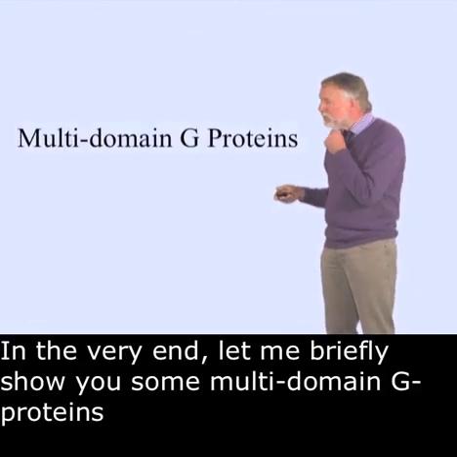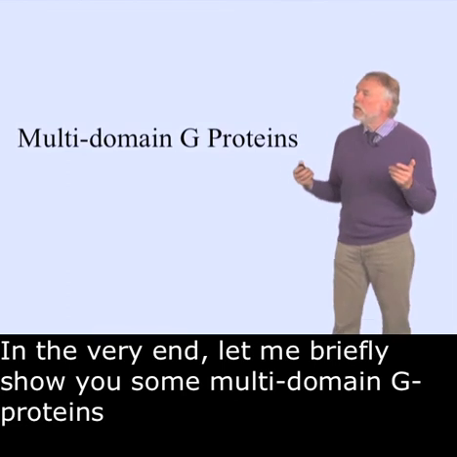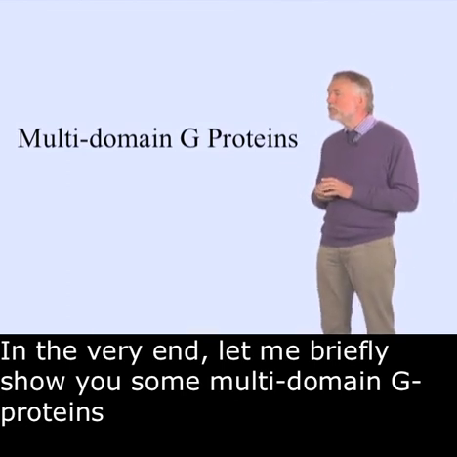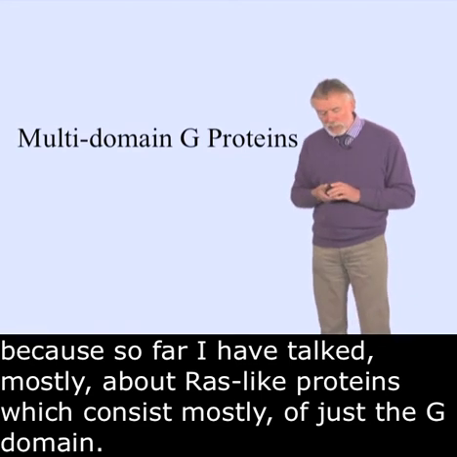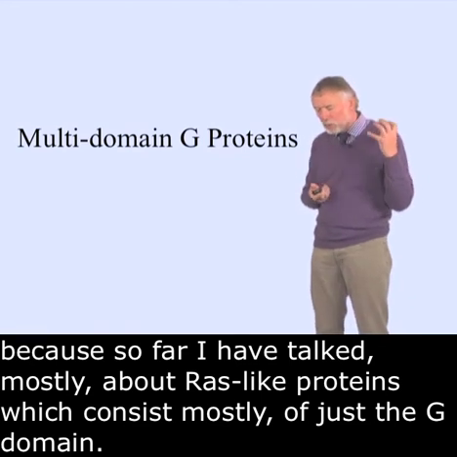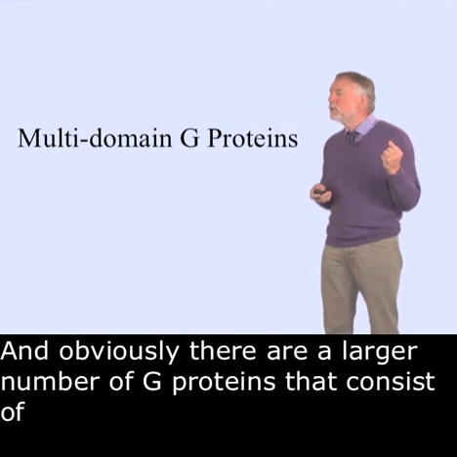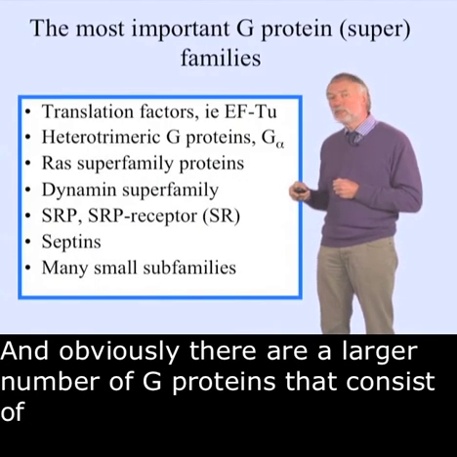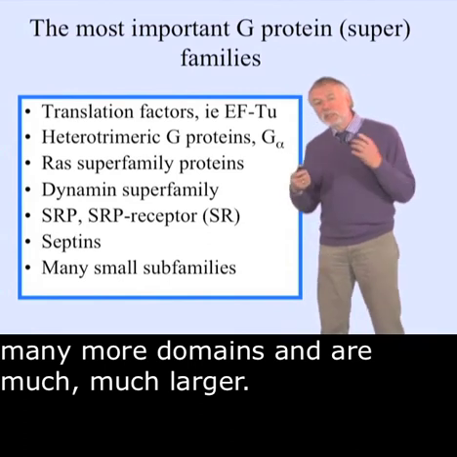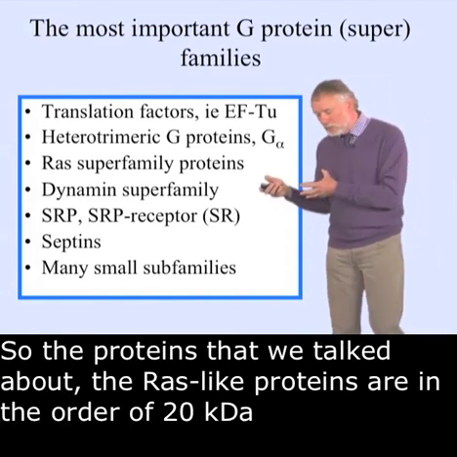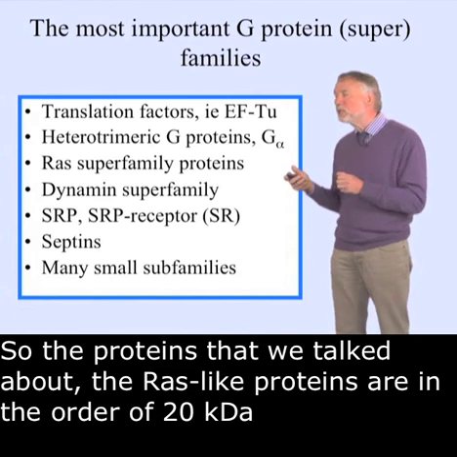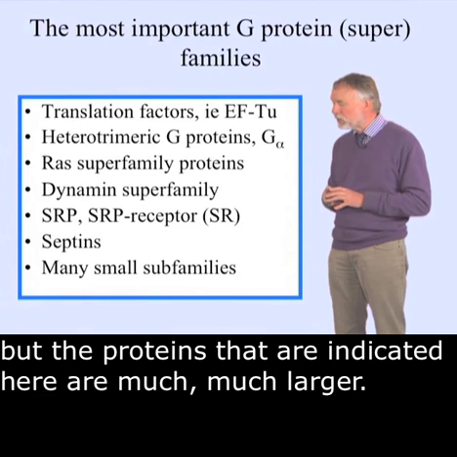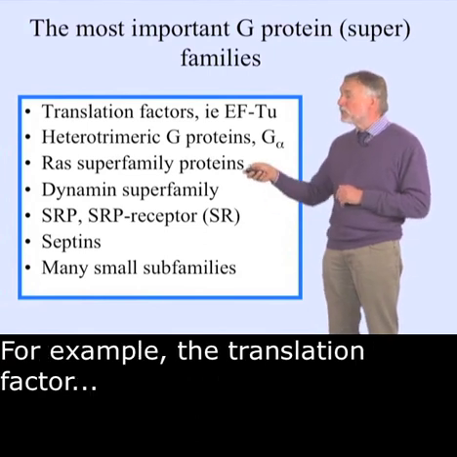So in the very end, let me briefly show you some multi-domain G proteins, because so far I talked mostly about RAS-like proteins, which consist mostly of just the G domain. But obviously there are a large number of G proteins that consist of many more domains and are much, much larger. The proteins that we talked about, the RAS-like proteins, are in the order of 20 kilodalton. But the proteins that are indicated here are much, much larger. For example, the translation factors.